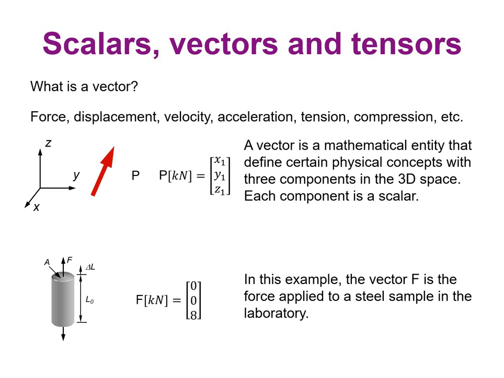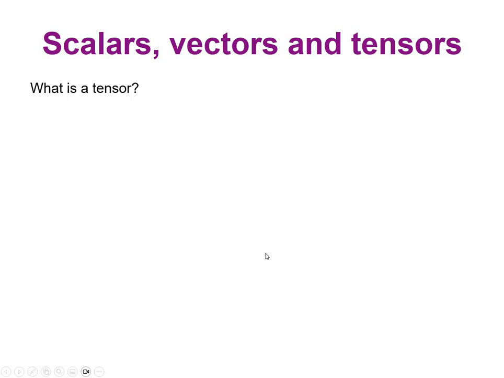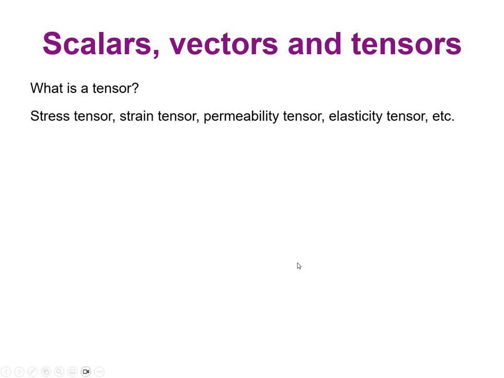Of course, mathematically, vectors, scalars, and tensors are defined analytically in other ways, but this is a more physical and more intuitive definition of the entity. In the same way, if we talk about tensors, a tensor could be, for example, the stress tensor, the strain tensor, permeability tensor, elasticity tensor, compliance tensors, and many others.